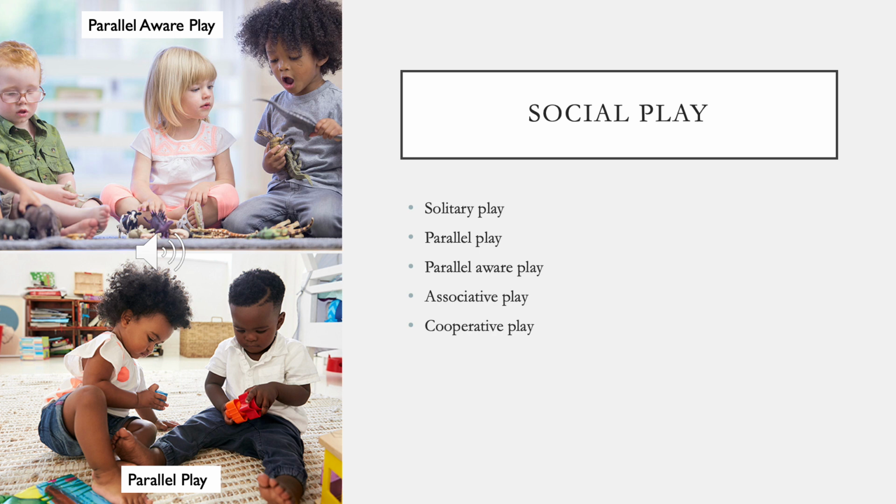So we're going to make cooperative play a beginning level, which is the associative play, and then a later level or final level, which is your cooperative play. So let me explain some examples of what this might look like. We already looked at solitary play. Now let's talk about parallel play.